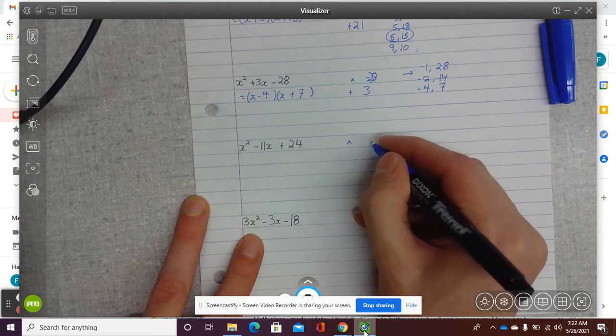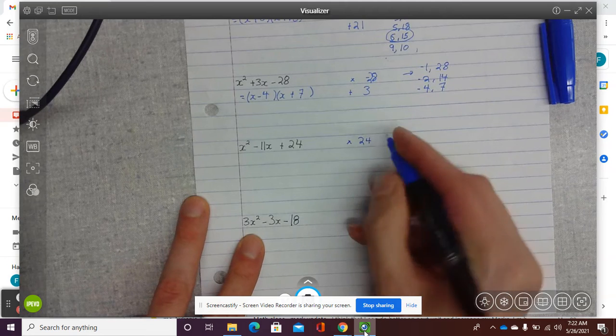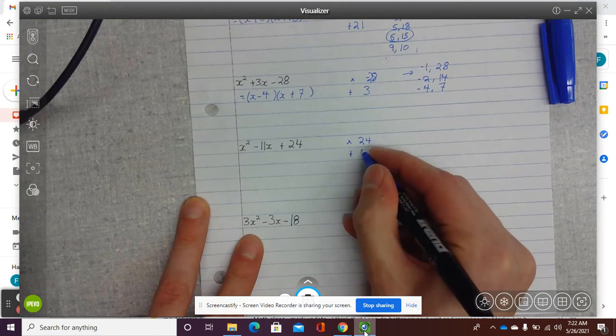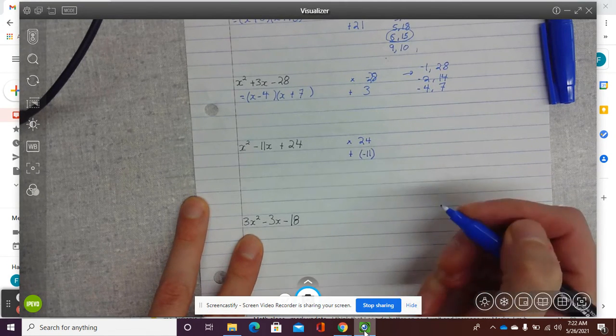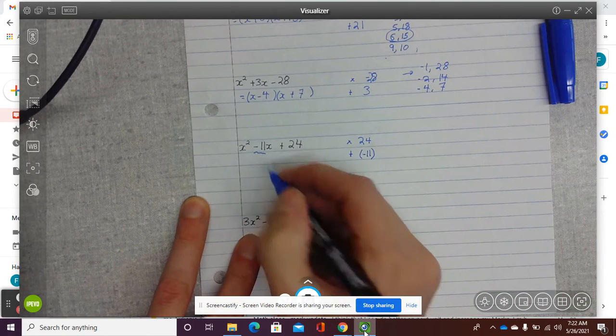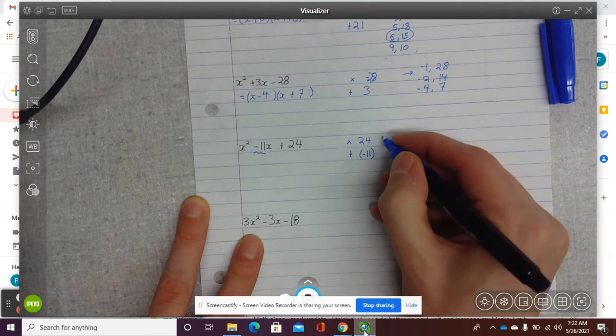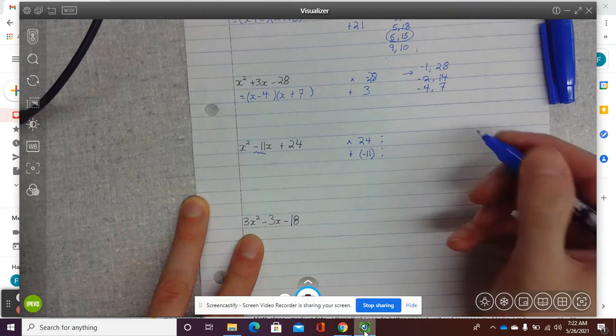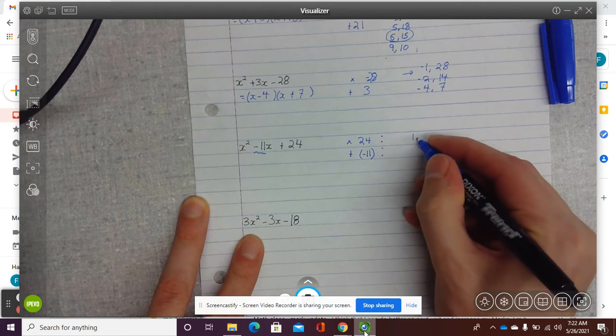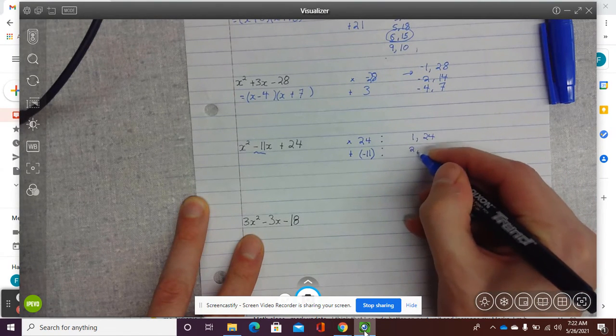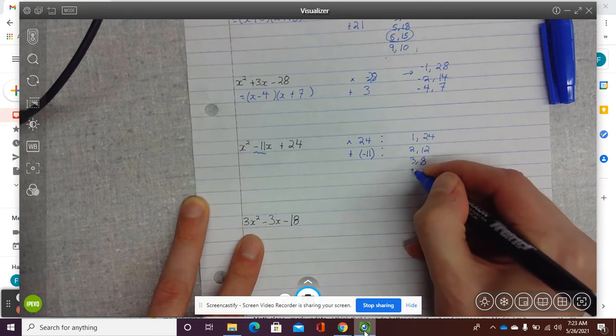We'll just do a couple more together in this video so you get the hang of it. We're always multiplying to C. We're adding to B. Remember, the sign in front of the term goes with the term, so B is a negative 11 here. Well, what multiplies to 24? 1 and 24, 2 and 12, 3 and 8, 4 and 6.